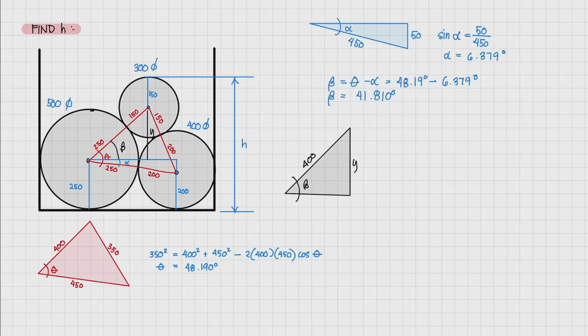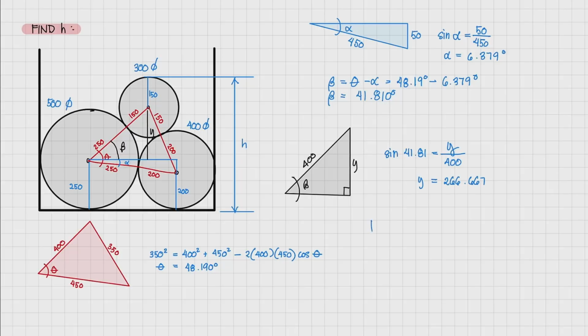And since this is a right triangle, we can now solve for y using our sine law. So let's solve for our y. So that's just sine 41.81 or beta is equals to opposite y over hypotenuse 400. So shift solve lang natin ulit. Our y would now be equal to 266.667. Okay. Since alam na natin yung y natin, we can now solve for h.